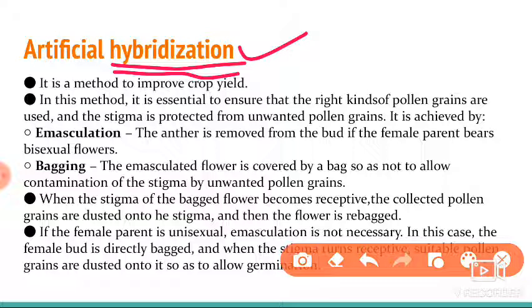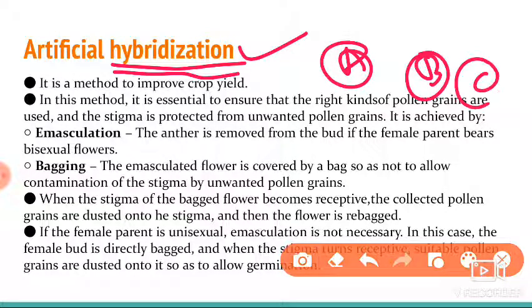Say for example, we have plant A, plant B, and plant C. Some desirable characters are present in A, and some desirable characters are present in B. I don't want C because it does not contain any desirable character. I have to cross these two plants. Because I want the characters of the B plant, I have to transfer the pollen grains from B to A.